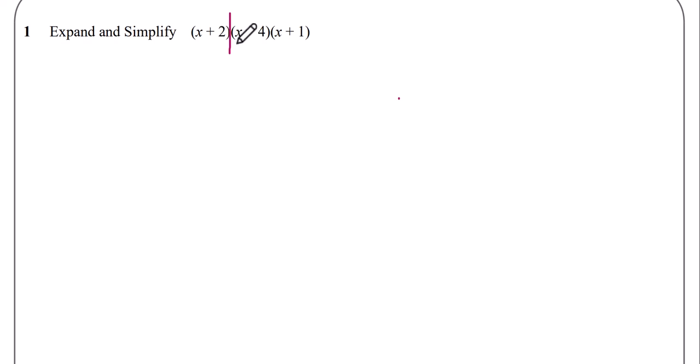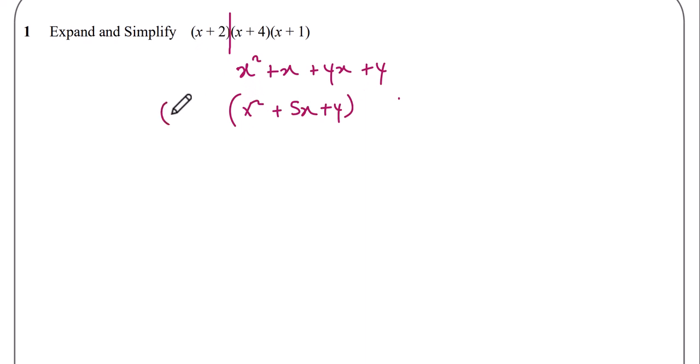So you go x times x is x squared, x times 1 is x, and 4 times x is 4x, and 4 times 1 is 4. And of course, collect like terms, so that's going to be x squared plus 5x plus 4. Okay, and then you bring this one down, so here is going to be x plus 2.